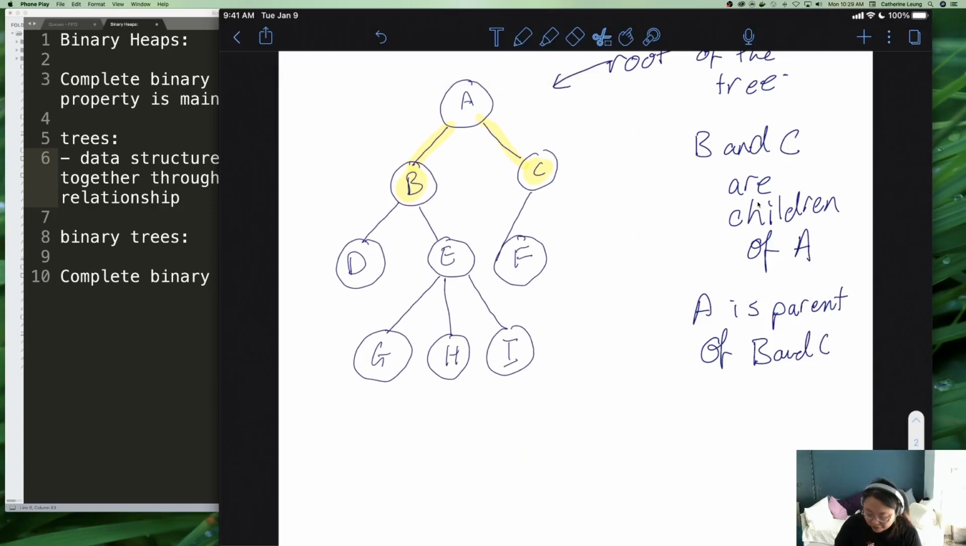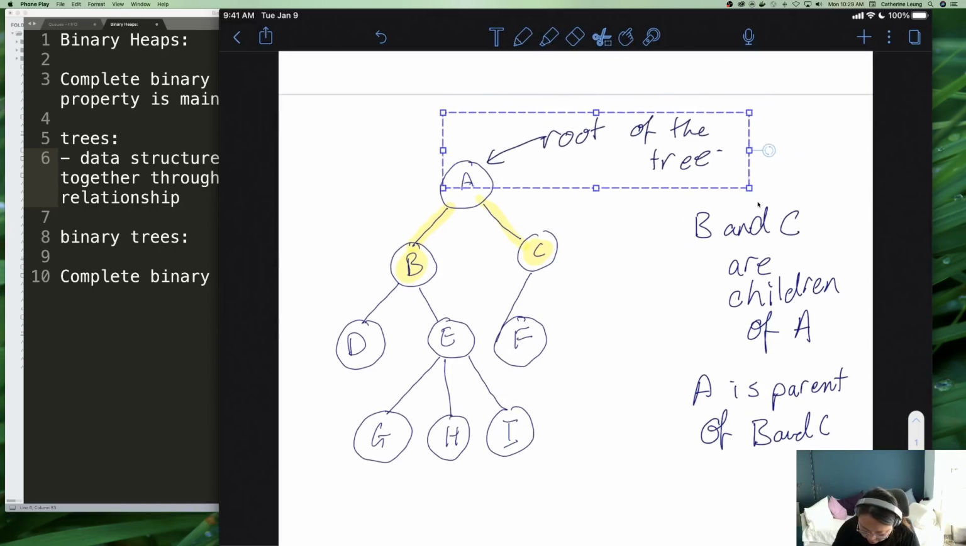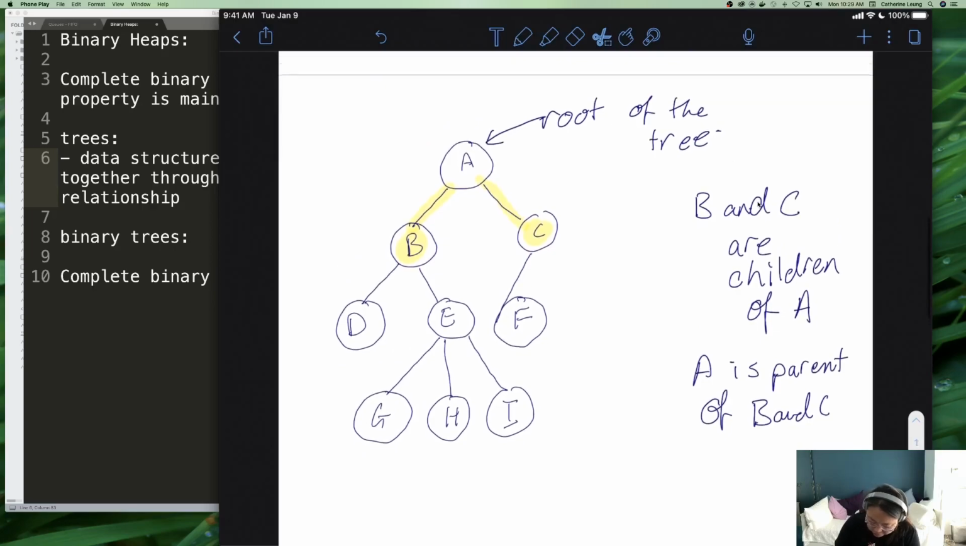Okay, so I fit the whole picture in. Okay, so here we go. Now, so A is the root, B and C are children, and so on. Now, any node that has no children are leaf nodes. Okay, so leaf nodes are nodes without children.